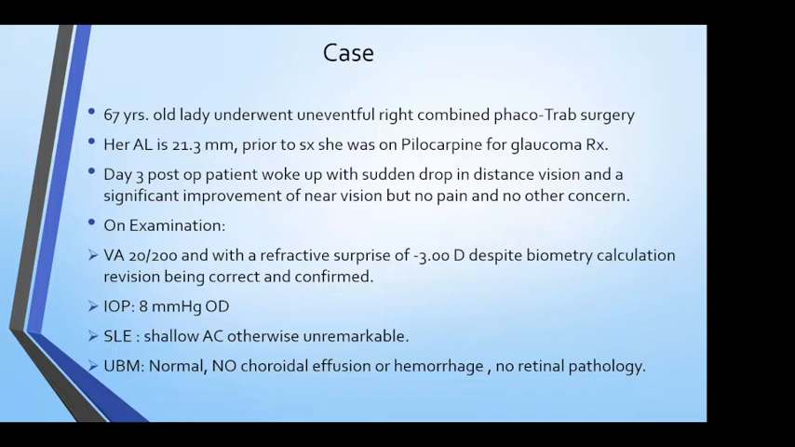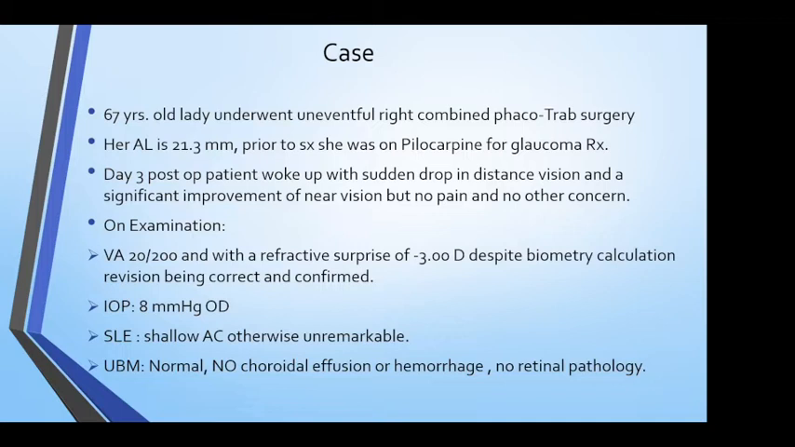On day 3, she woke up with a sudden drop in distance vision and significant improvement of near vision, but no pain, no other concern. On examination, her visual acuity was 20/200, but corrected well with minus 3 diopters of myopic shift. When revising the calculation of the IOL, everything seemed correct and confirmed. Her intraocular pressure was 8 in that eye, and slit lamp exam showed a shallow AC, otherwise unremarkable. UBM was normal, with no choroidal effusion or hemorrhage detected, and no retinal pathology.